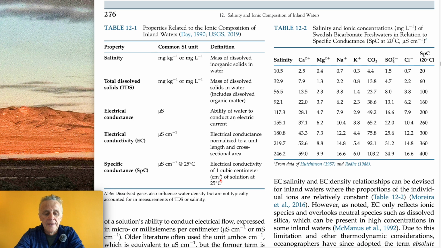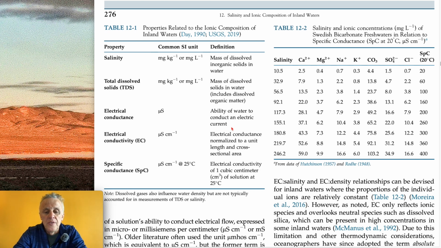So before moving on, let's look at table 12-1, properties related to the ionic composition of inland waters. So salinity. The common SI unit, or International System of Units, or Système International, is milligrams per kilogram or milligrams per liter. And the definition is the mass of dissolved inorganic solids in water. Total dissolved solids, milligrams per kilogram or milligrams per liter, is the mass of dissolved solids in water, including dissolved organic matter, or DOM. Electrical conductance in microsiemens, ability of water to conduct an electrical current.